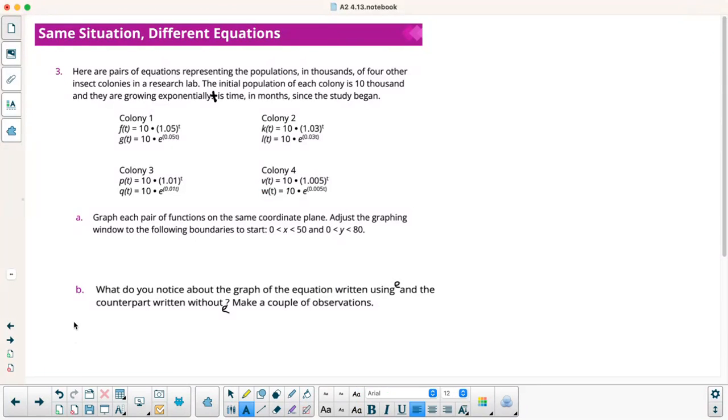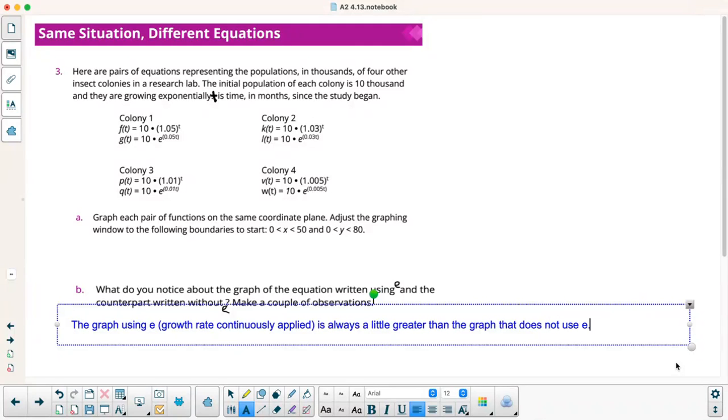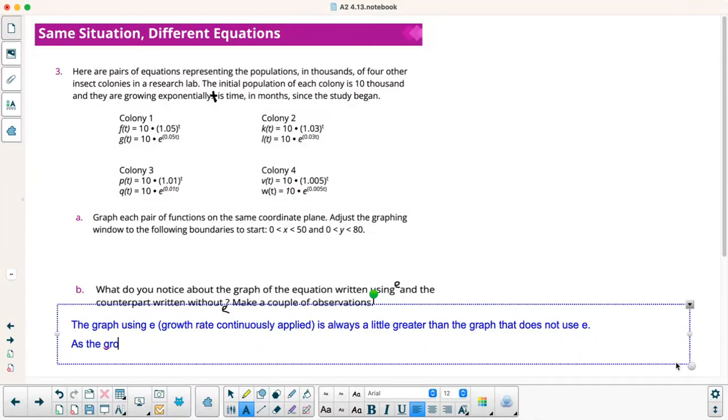I would say the graph using E, which is growth rate continuously applied, is always a little greater than the graph that does not use E. Okay. And I would also say as the growth rate gets larger and larger, the difference is magnified.